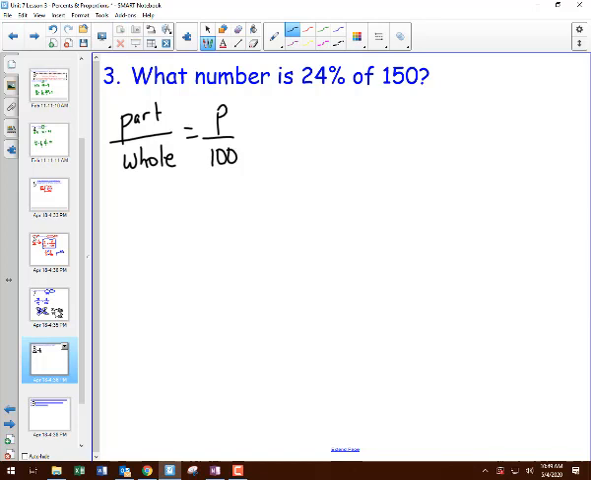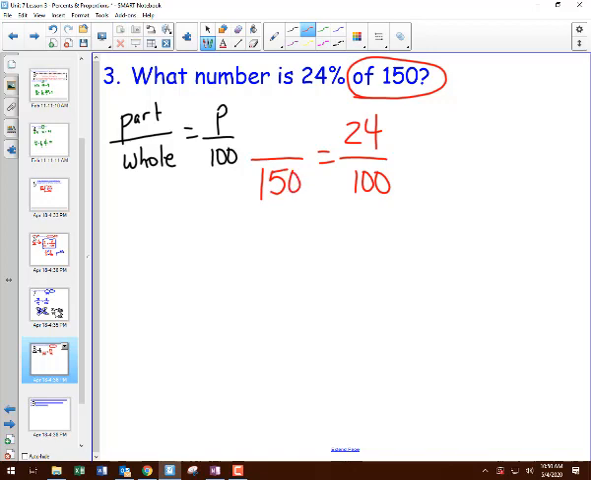All right, so let's take a look at number 3 here. What number is 24% of 150? Okay, this one they give us a percent. Well, that's our P, guys. All right, so 24 over 100 is going to equal our part over our whole. Okay, what did we say? Of 150, the number that immediately follows of is going to be your whole. All right, that's all of something. That's 100% of something. Okay, so in this example, we're going to find our part.